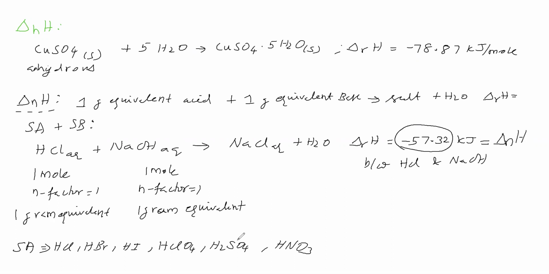Therefore, whatever strong acid you take in water, it will exist in the form of H plus ions and anion. And strong bases, which are strong bases? Strong bases are the alkali metal hydroxides, that is sodium hydroxide, potassium hydroxide, rubidium hydroxide, cesium hydroxide. These are strong bases. All the strong bases undergo complete ionization in aqueous solution.